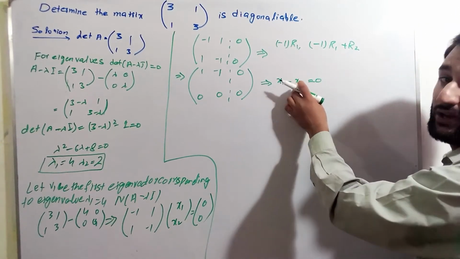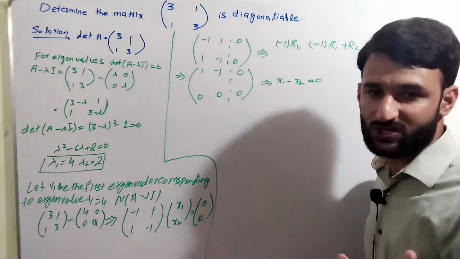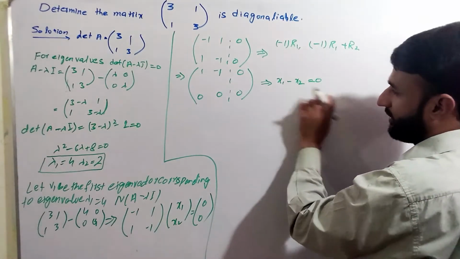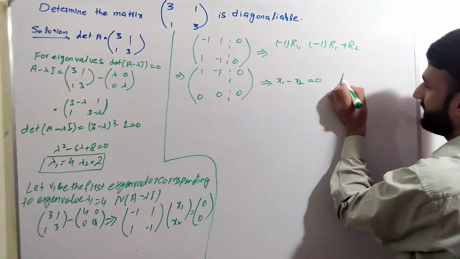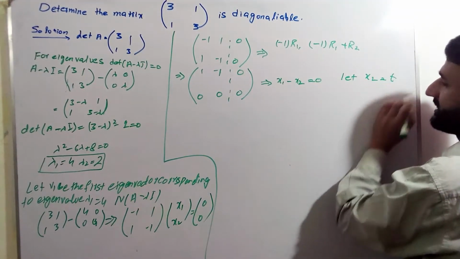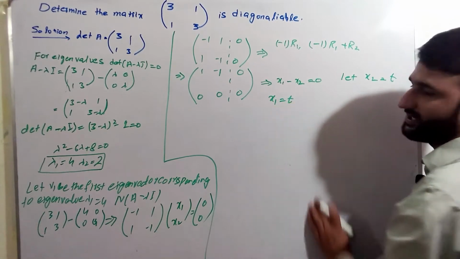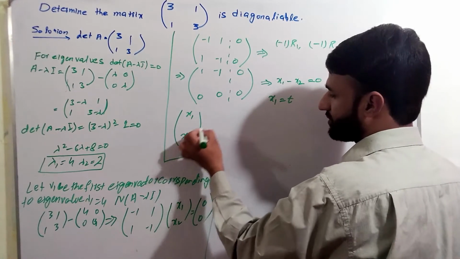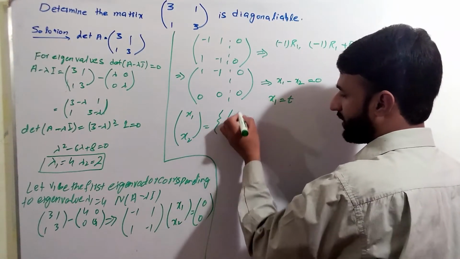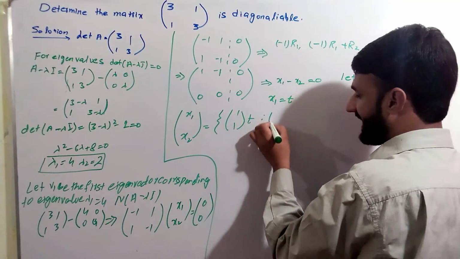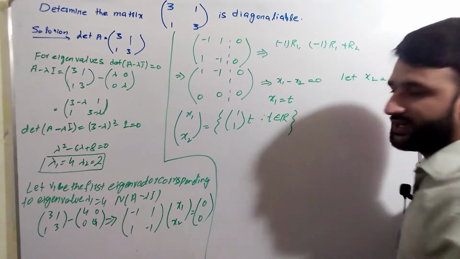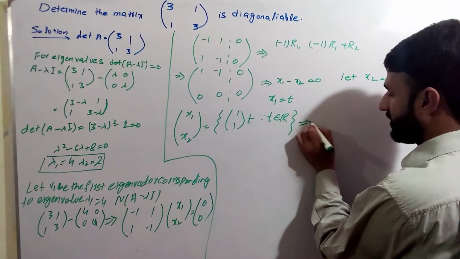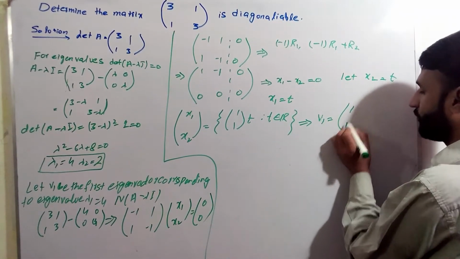Here x2 is a free variable. You can choose it depending on your desire. Let x2 be equal to t. So we obtain x1 equal to t. In vector form, [x1; x2] equals t times [1; 1], such that t belongs to the real numbers. So we have obtained the first eigenvector as the span of this vector, v1 equal to [1; 1].